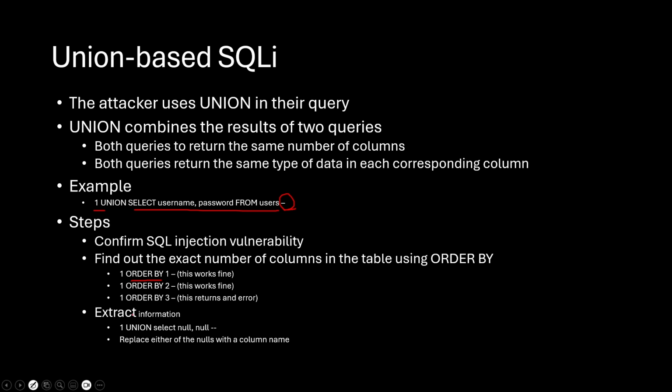Then you can extract information. For each column, you put null. And you need to figure out which of these columns you can see in the error or in the UI. Once you find out, you can put your query in that column and keep the rest as null. It can get complicated to extract information and construct a payload, so we will not dive deeper into it at this stage.